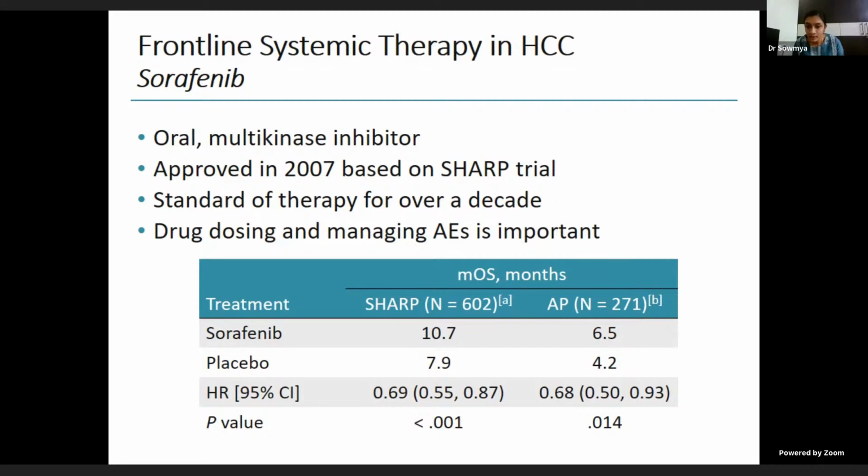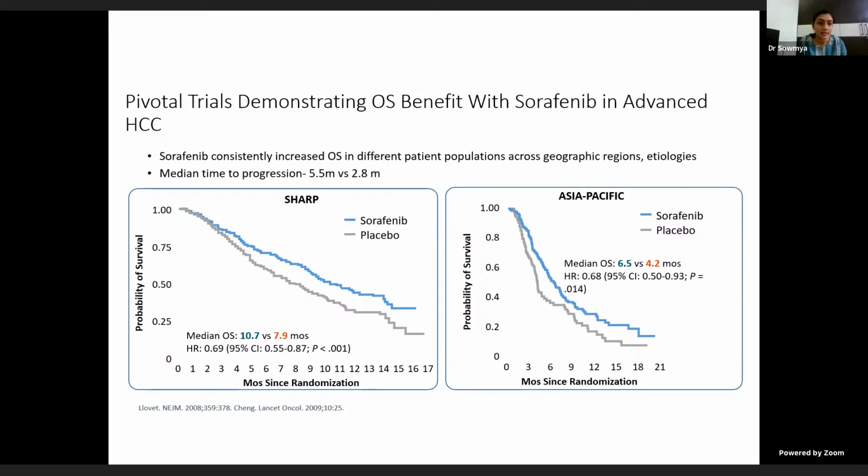The SHARP study included patients in a 1:1 ratio to the sorafenib and placebo arms, whereas the Asia Pacific study randomized to sorafenib and placebo arms in a proportion of 2:1. This also showed higher median OS compared to placebo with a significant p-value. However, the SHARP trial showed higher efficacy of sorafenib in the HCV related HCC subgroup, and the Asia Pacific study showed worse outcomes in hepatitis B related HCC. So in comparing both the SHARP and Asia Pacific studies, sorafenib had a median OS of 10.7 months versus 7.9 months of median OS of placebo. And in the Asia Pacific study, median OS was 6.5 months versus 4.2 months of placebo.